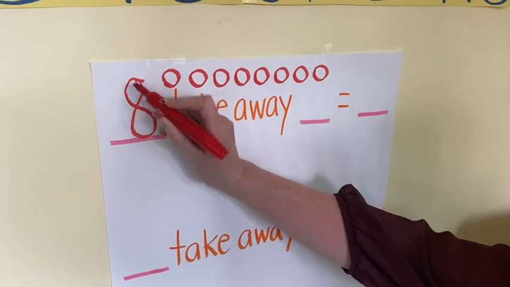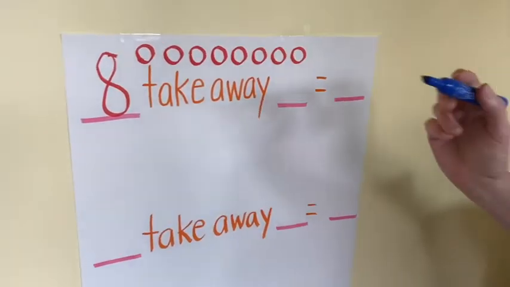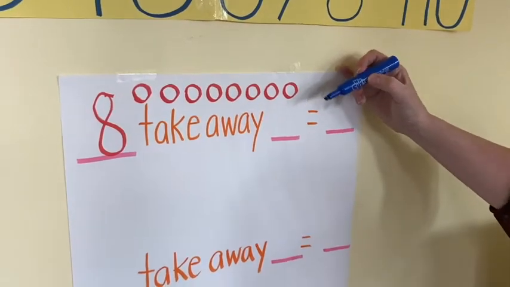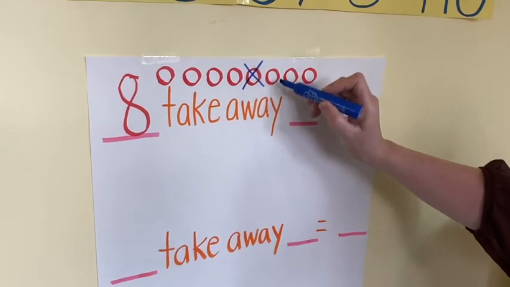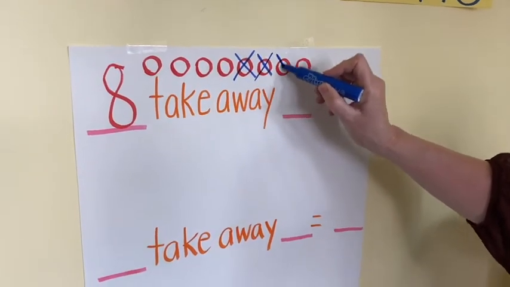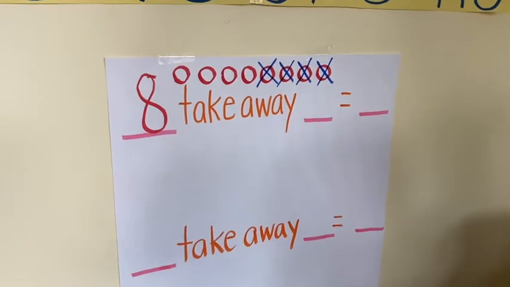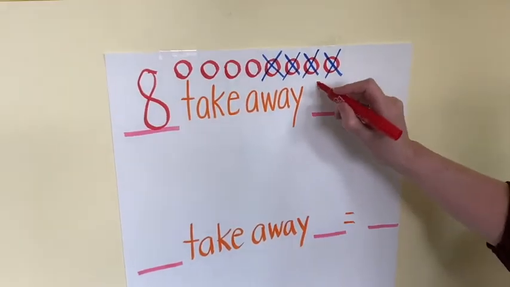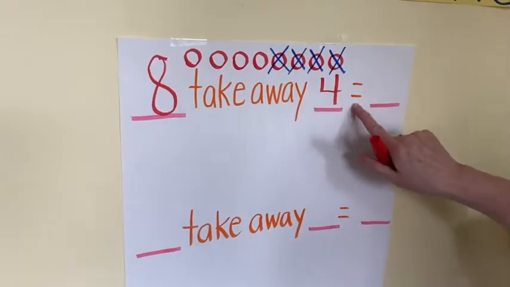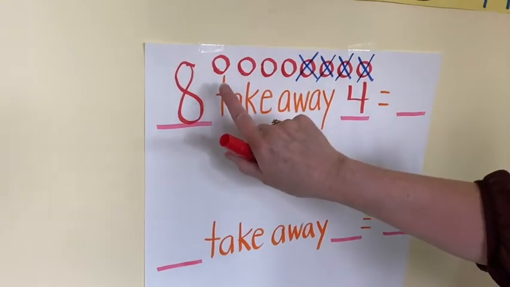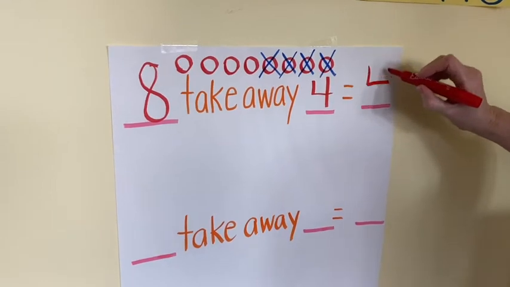There's the number 8. Take away, how many are left in that group? Think of the story. 4 of them flew away. So in a picture on paper, I would have to cross them out. Flew away. 1, 2, 3, 4. 4 flew away. So how many does that leave me? 8 take away 4 equals, that would be the ones that are not X'd out. 1, 2, 3, 4. Very good.